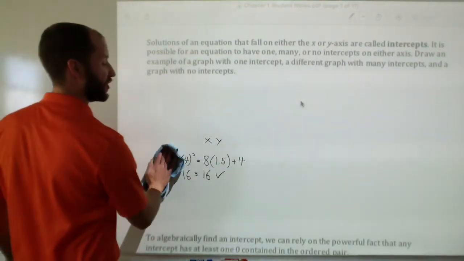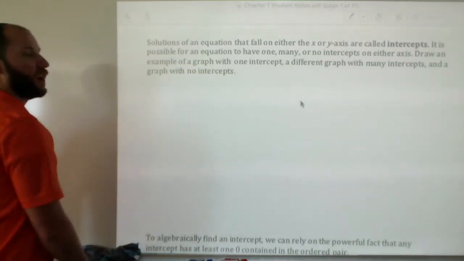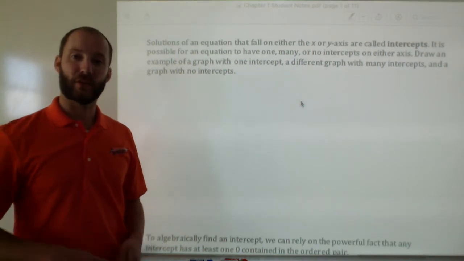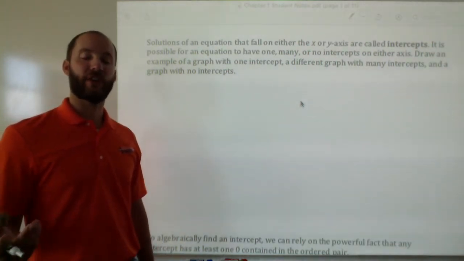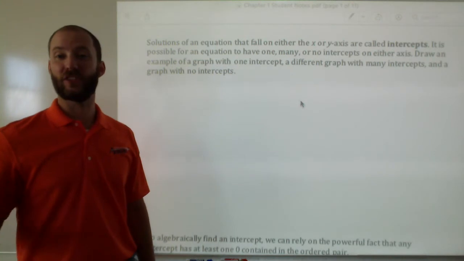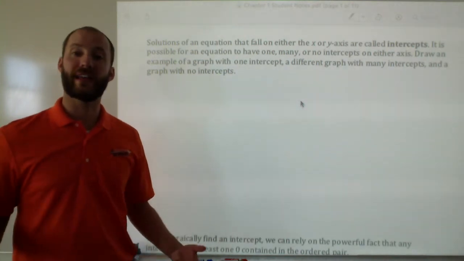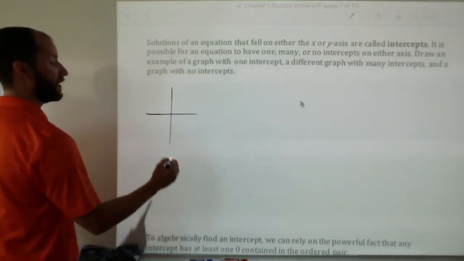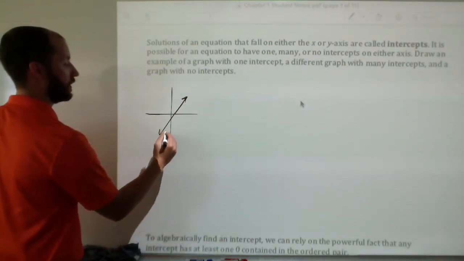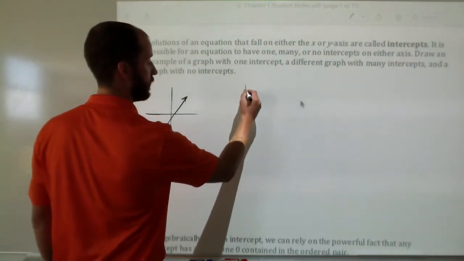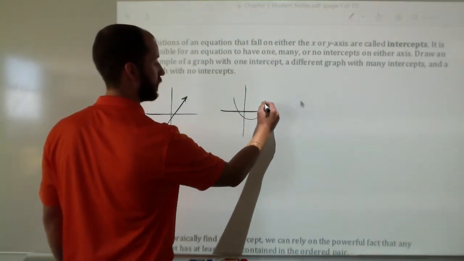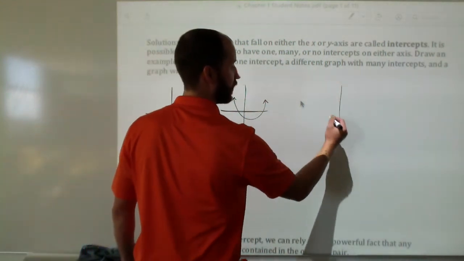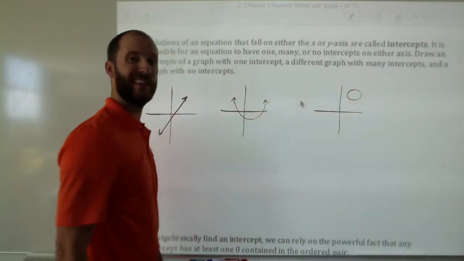Now some solutions to equations will fall on an x or a y axis. These are called intercepts. There's a lot of different ways that this can look. You can have a graph that has one intercept, you can have a graph that has two intercepts, you can have a graph of an equation that has no intercepts. Okay, so you want one intercept, maybe your equation is a line. You want two intercepts, maybe your equation is a parabola. You want 0 intercepts, maybe your equation is a circle.